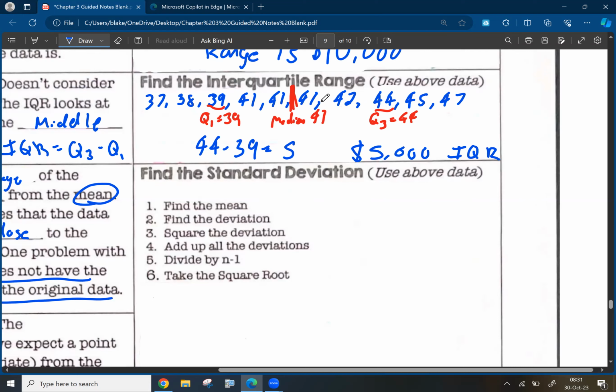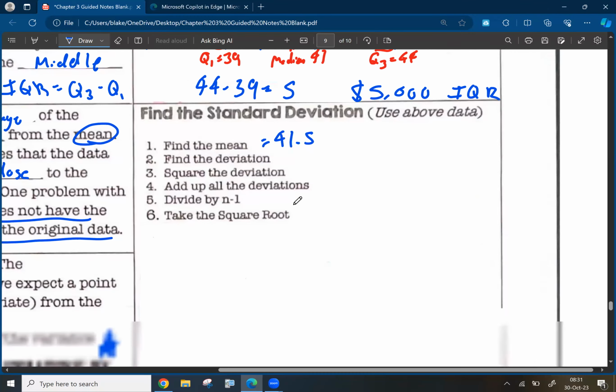If you add these all up and divide by 10, which is what we have here, 10 numbers, you'll find that the mean comes out to 41.5. If you were curious how I calculated that, you can go watch the 3.6 video where we find the mean and median. But just as a reminder, it's simply adding up all 10 values and then dividing by 10.